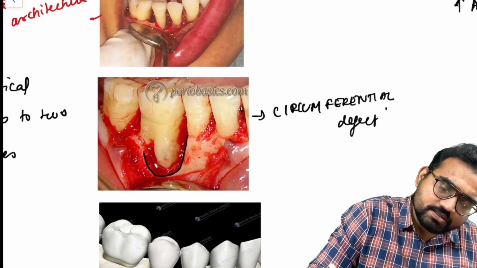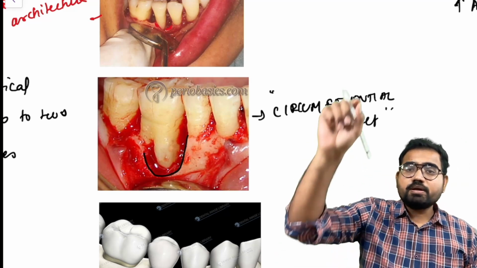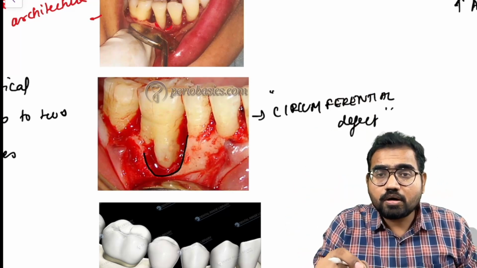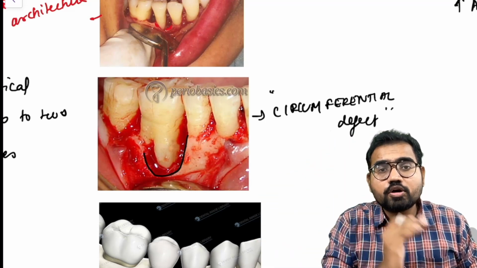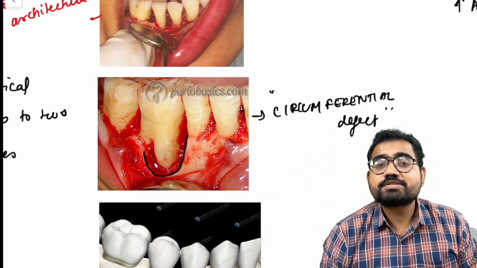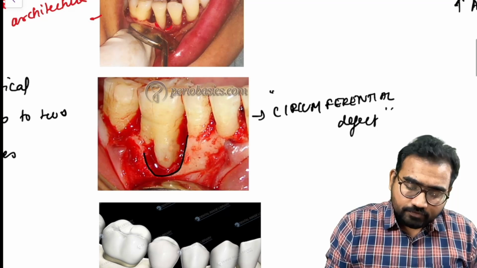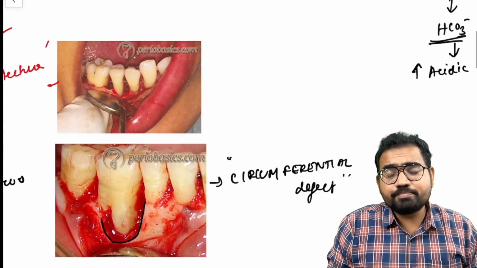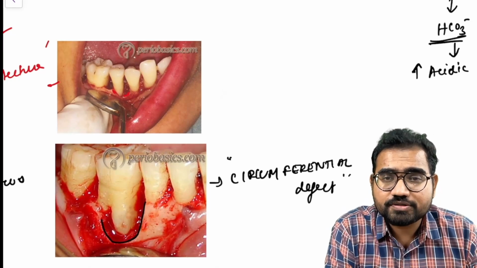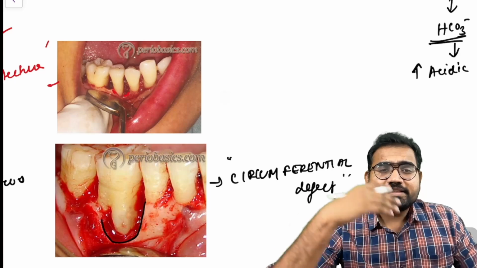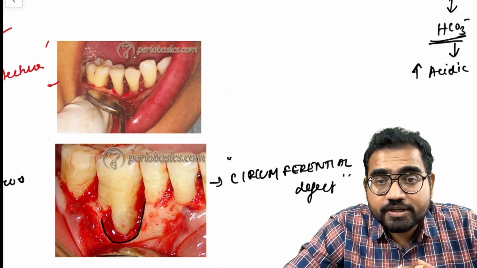It is called as circumferential defect. So when a vertical or angular bone loss involves more than one or two surfaces, that becomes a circumferential defect. Isn't it amazing? Now I'll tell you another beautiful fact about the vertical and the horizontal bone loss. See, the vertical and the horizontal bone loss doesn't occur only in specific diseases.